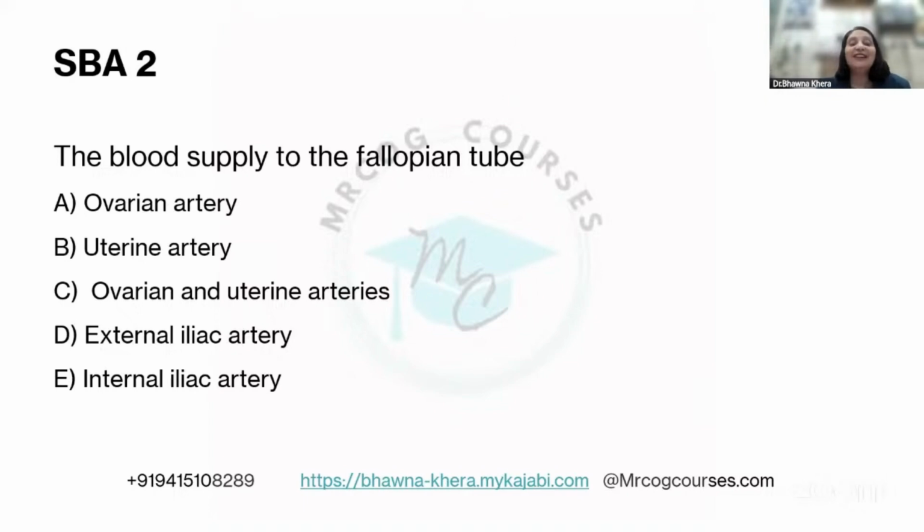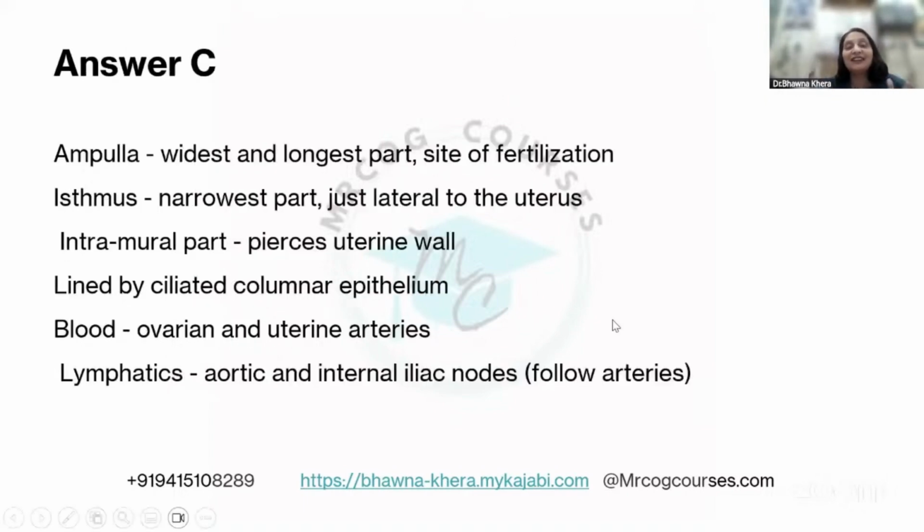Okay, great. So yes, ovarian and the uterine arteries is the correct answer. Because laterally there is the ovary and medially there is the uterus. So from both sides the vessels are coming, ovarian as well as uterine.